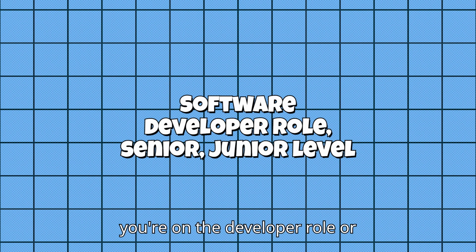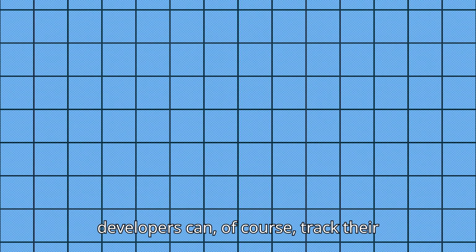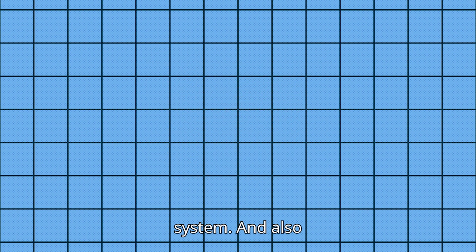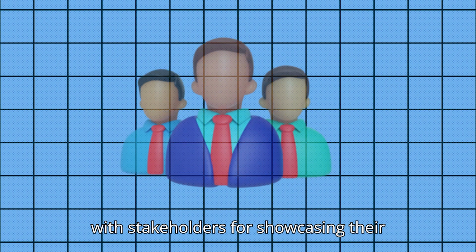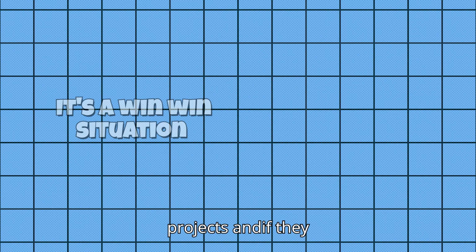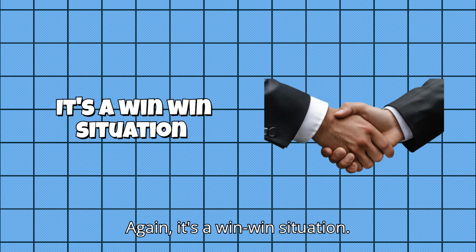So, let's say you're in a developer role, senior or junior level. Each developer can track their code and share their project and their progress within the system. Other developers can also collaborate with stakeholders, showcasing their projects and whether they meet the requirements. Again, it's a win-win situation.